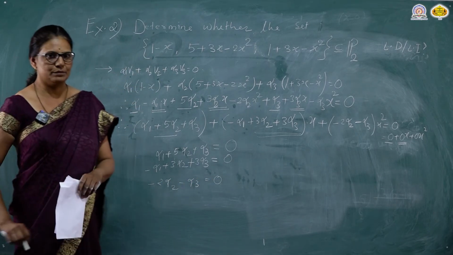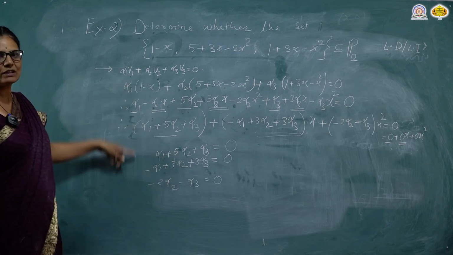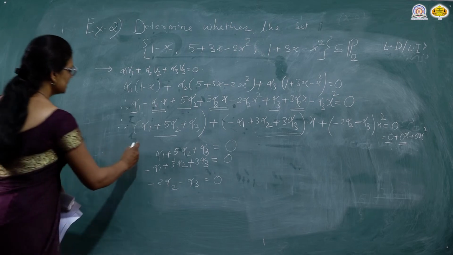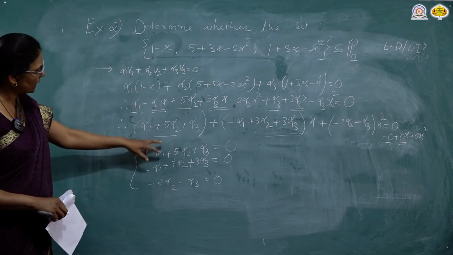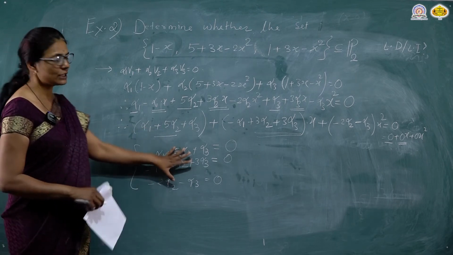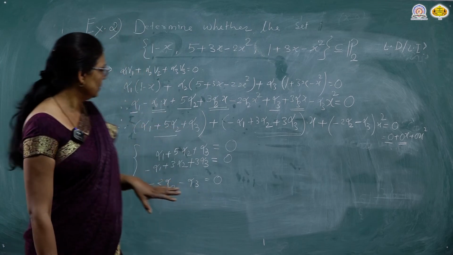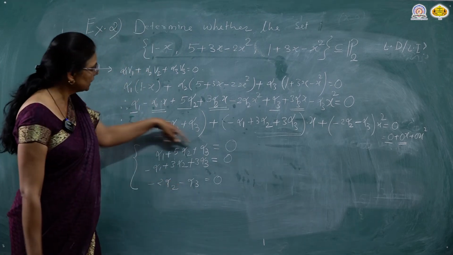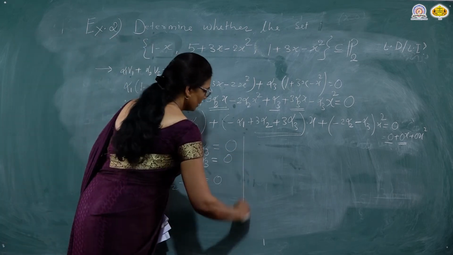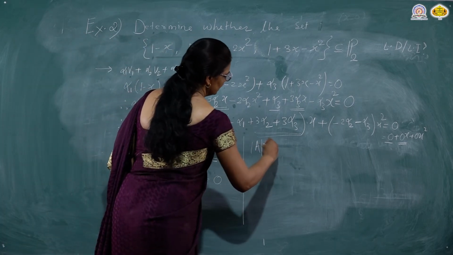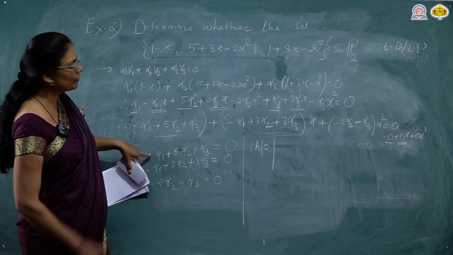So this is our system. Remember, all these equations are the same, or this system is equivalent to the first equation. Now you can observe that you can solve this system either by Gauss elimination or the Gauss-Jordan method. Here there are 3 variables and 3 equations, so you can use the shortcut method. For that, calculate the determinant of the coefficient matrix.